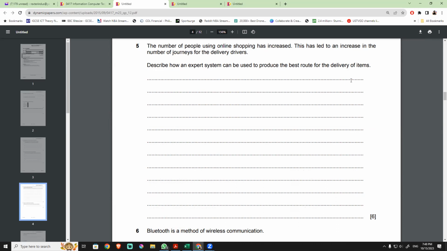The system will search for the information about the routes in the knowledge base. Say it like your answer, and I will tell you how much we will get out of it. I should mention the four parts of the expert system. Very important to mention them.